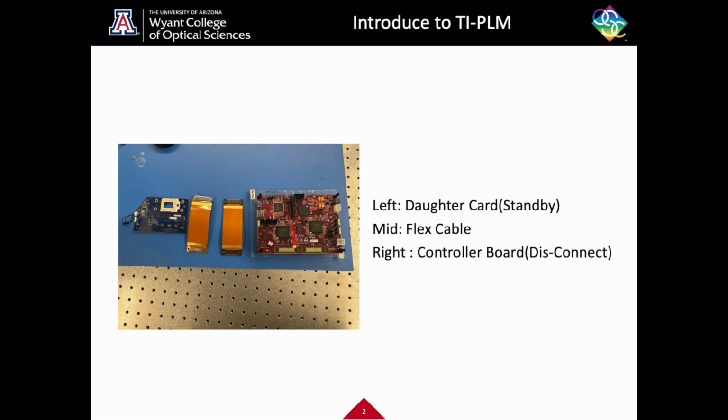First, I want to introduce the PLM fundamental knowledge. For PLM, we have three parts. In the page, from left to right, the left is a daughter card, the middle is a flex cable, and the right is a control board. Actually, it's a really important part. You need to remember: if the GUI shows standby, that means the daughter card has some problem, and if it shows disconnect, the control board has some problem.